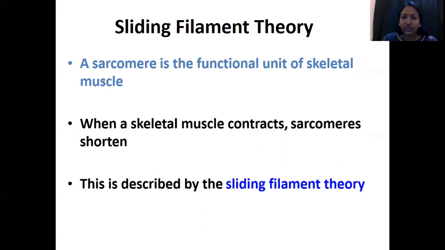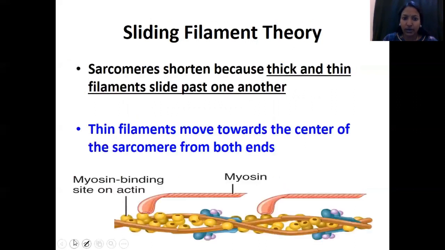That contraction is usually called the sliding filament theory, or the sliding filament contraction or movement. Here the sarcomere plays a very important role. Already we have discussed what a sarcomere is. The sarcomere is the functional unit of the skeletal muscle. When a skeletal muscle contracts, the sarcomere always shortens. This is described by a theory known as the sliding filament theory, or sliding filament contraction.